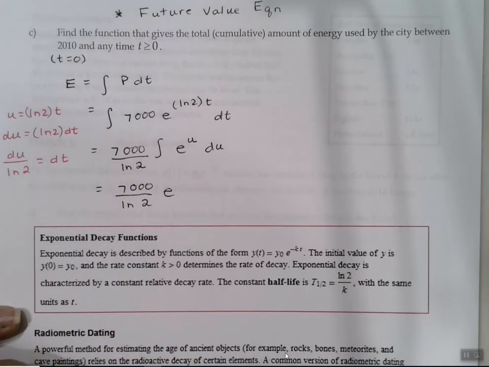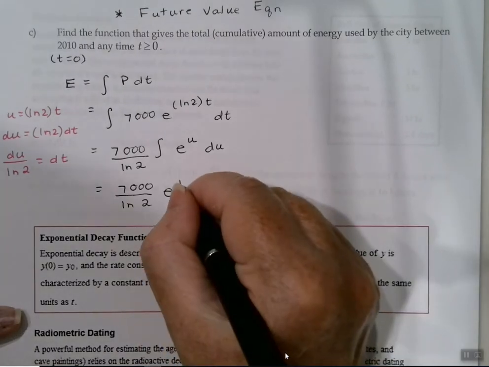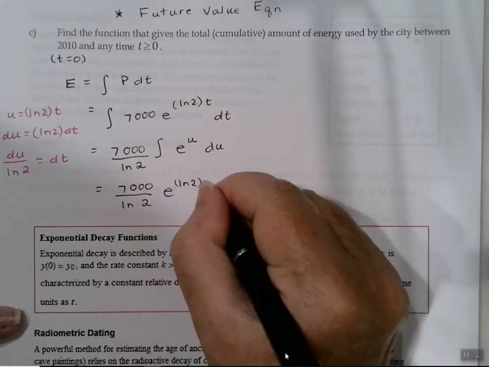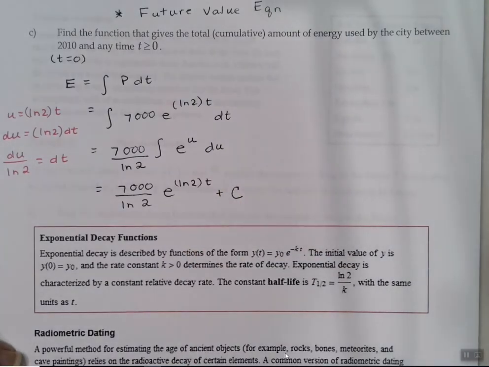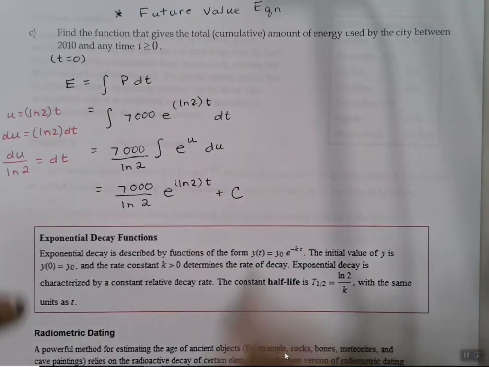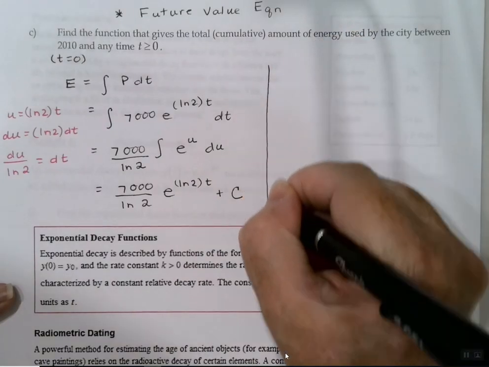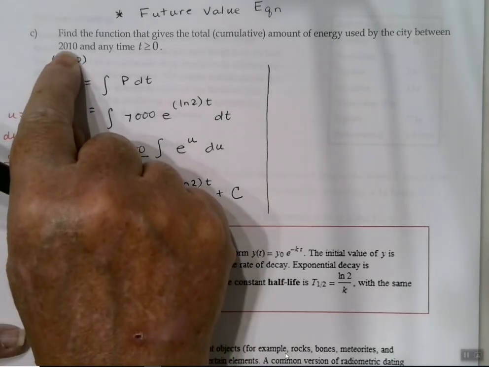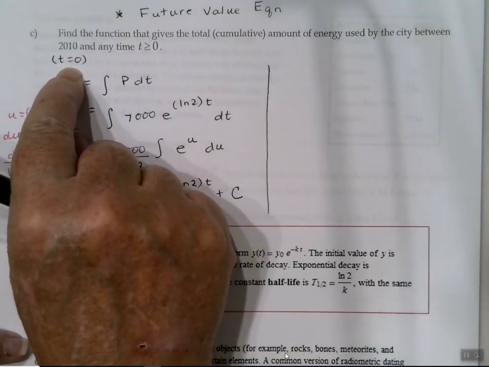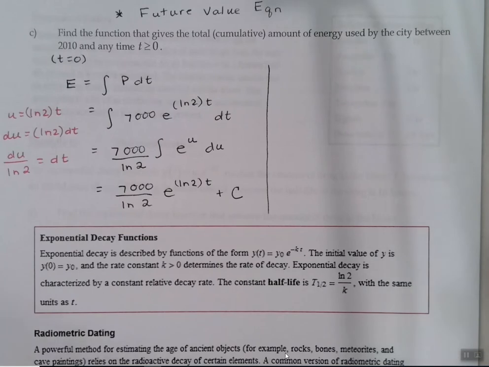Integral of e to the u is e to the u. And I'm going to go ahead and put that u back in, like so. And there's my constant of integration, plus c. Now, I can solve for the plus c by using the fact that right at the beginning, in 2010, at the very beginning, we've used no energy, right? 2010 was the starting point.